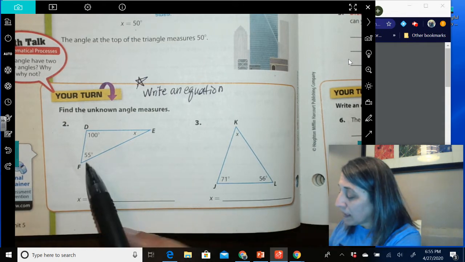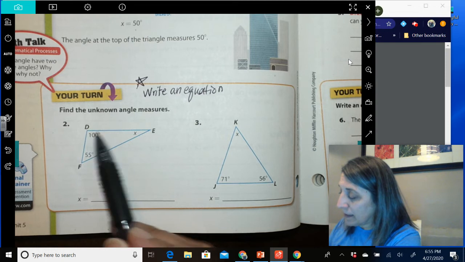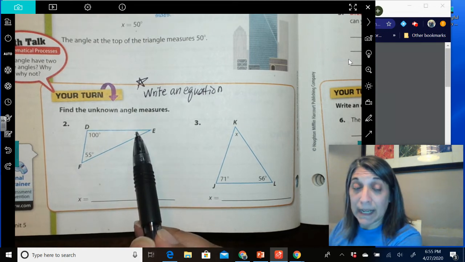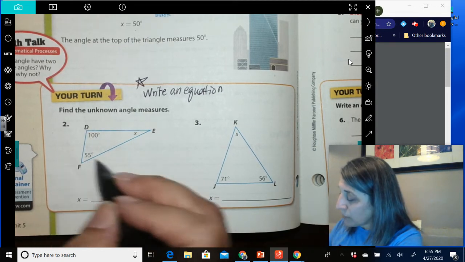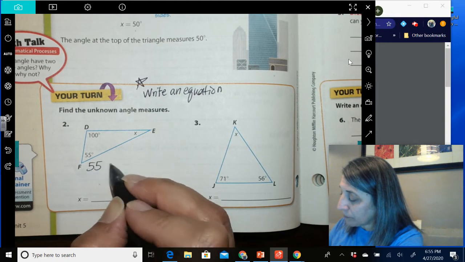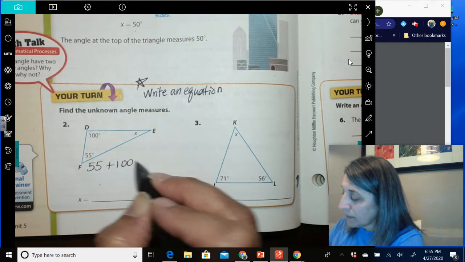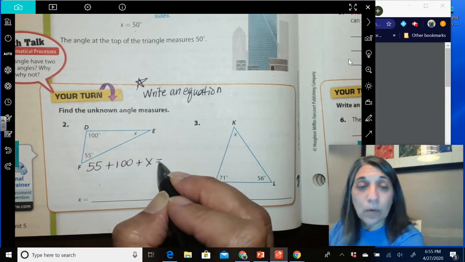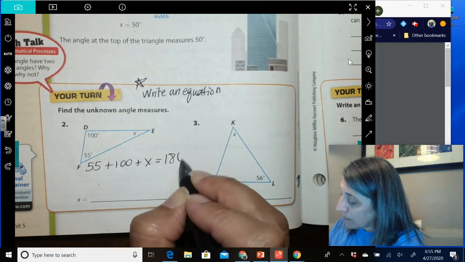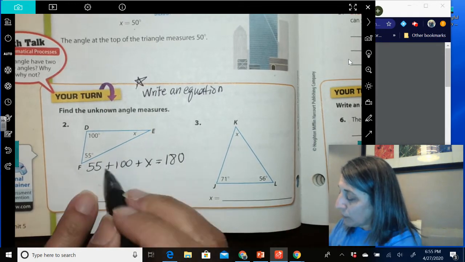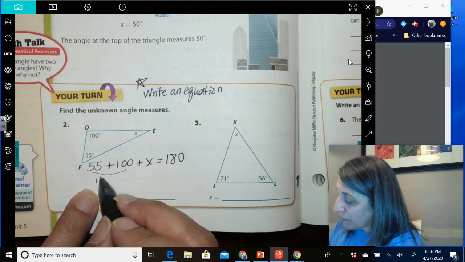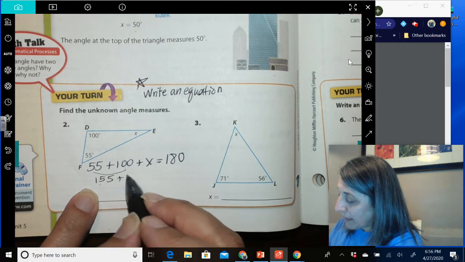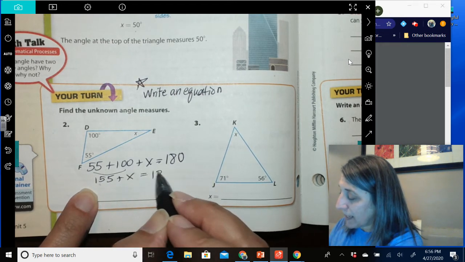So I know basically that this plus this is going to equal 180. So I'm going to write an equation that says 55 plus 100 plus x equals 180. Then I'm going to go ahead and combine these two because I know I can. That's 155 plus x equals 180.